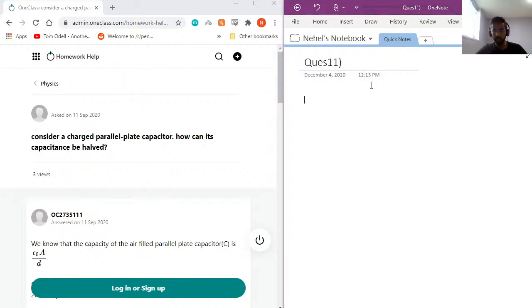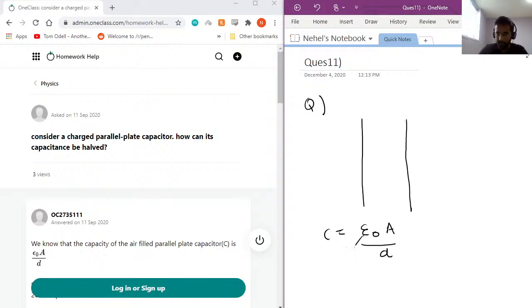Consider a charged parallel plate capacitor. How can the capacitance be halved? So we have a parallel plate capacitor. Capacitors are used to store charge. The capacitance of a capacitor is given by the formula epsilon times A over D. Epsilon is called the permittivity, and it depends more on the material than anything else. So for different capacitors, we would have different permittivity.